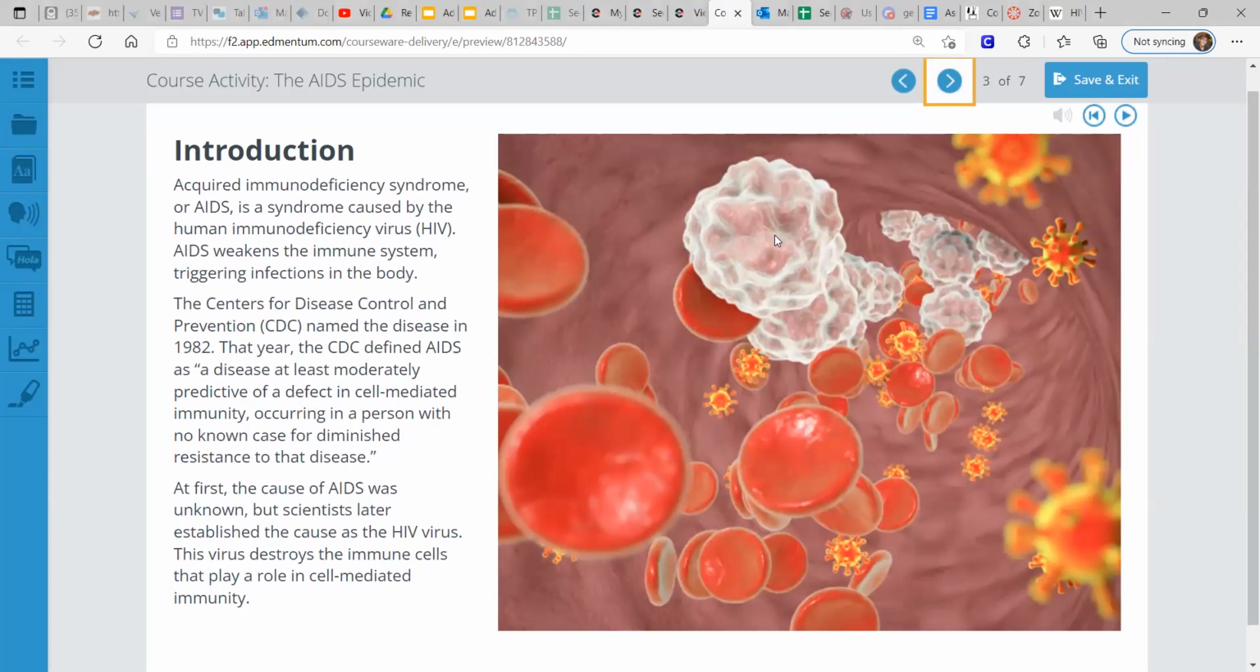Acquired immunodeficiency syndrome, otherwise known as AIDS, is a syndrome caused by the human immunodeficiency virus, HIV. AIDS weakens the immune system, and this triggers infections in the body. The CDC named the disease in '82, and that same year, the CDC defined AIDS as a disease at least moderately predictive of a defect in cell-mediated immunity occurring in a person with no known cause for diminished resistance to that disease.